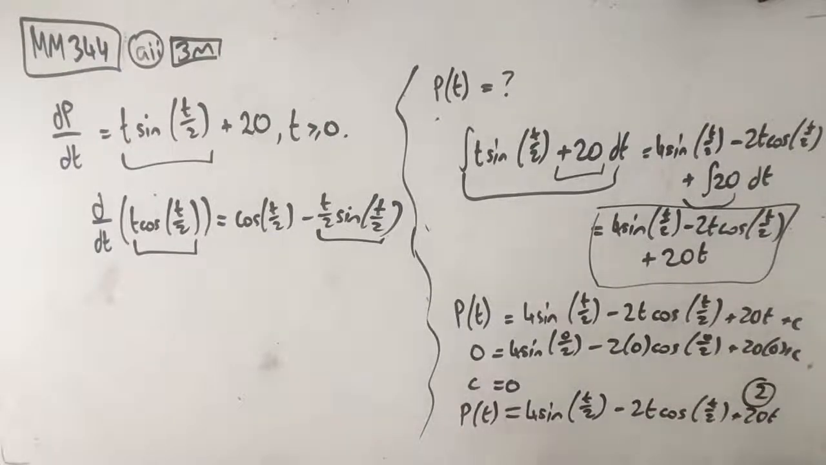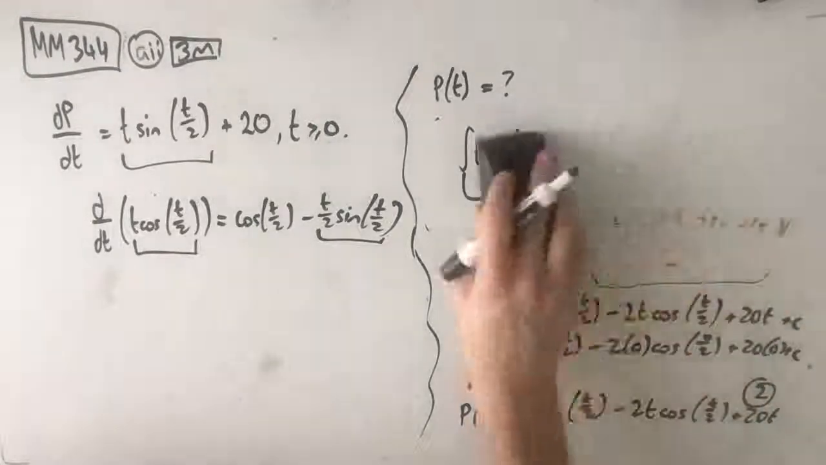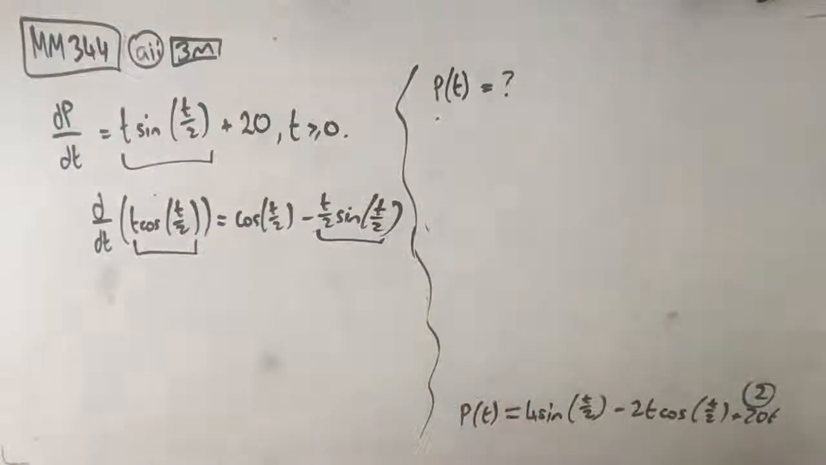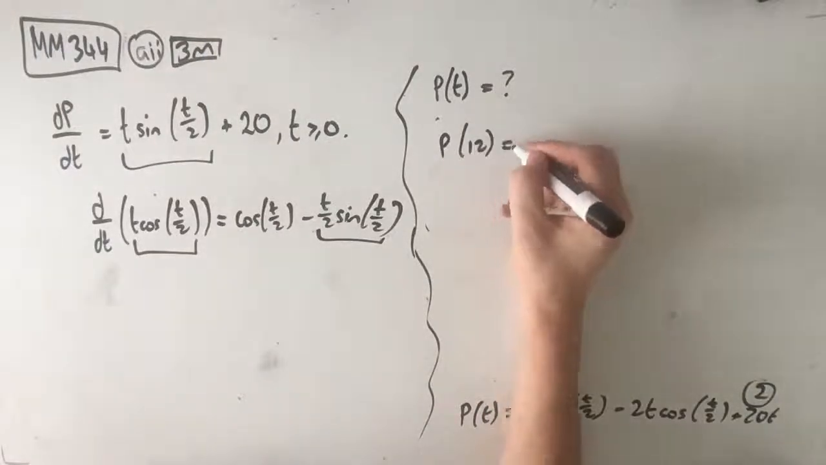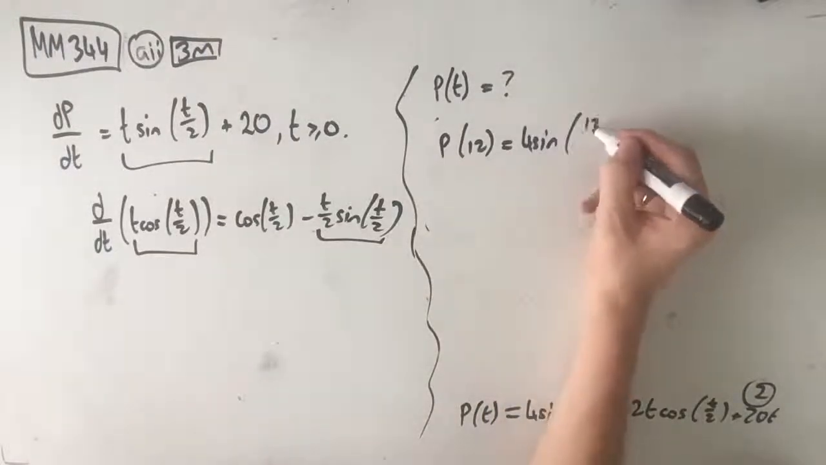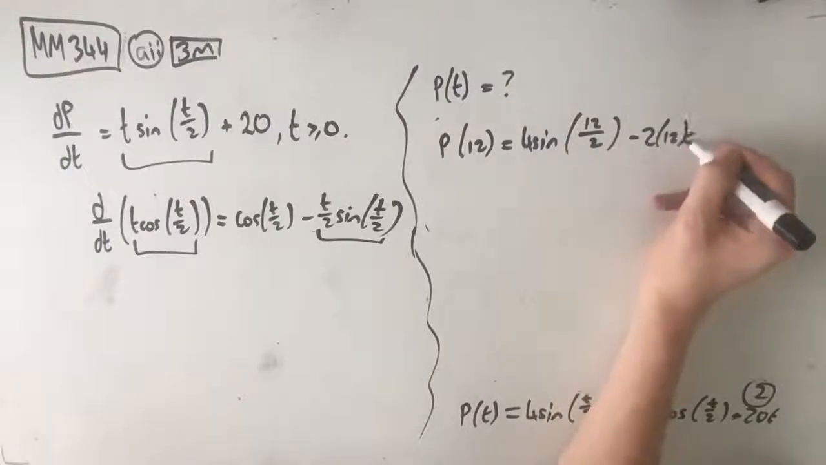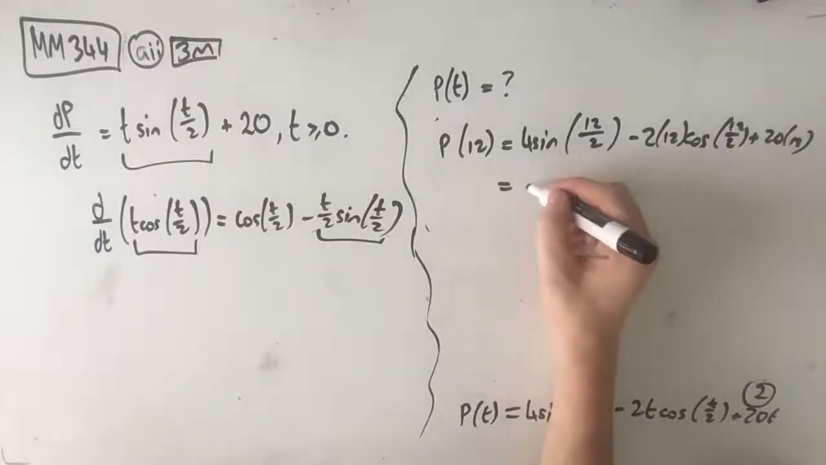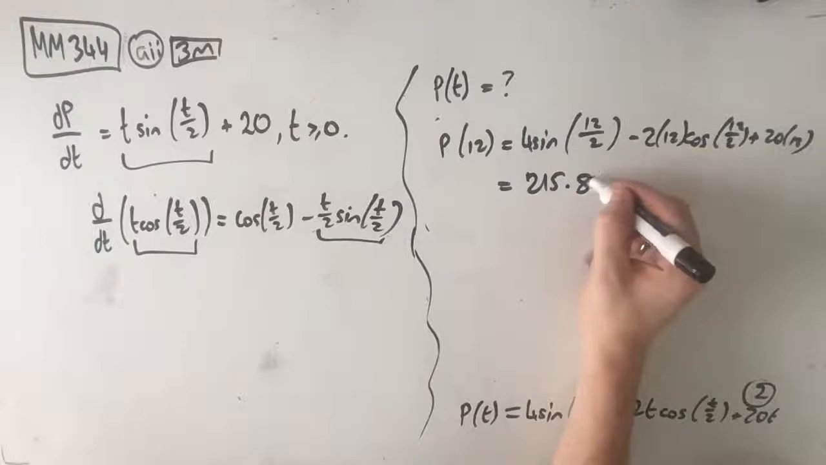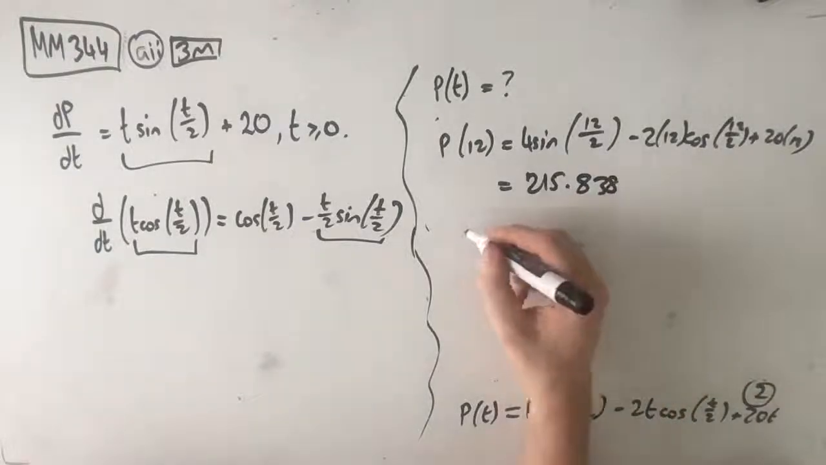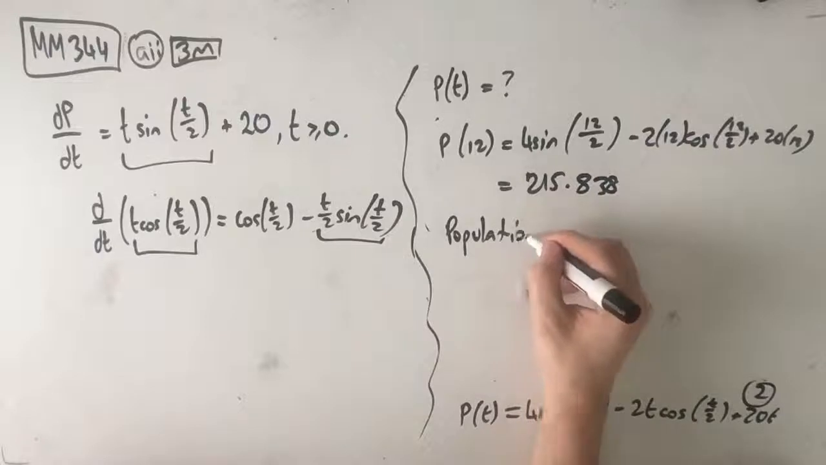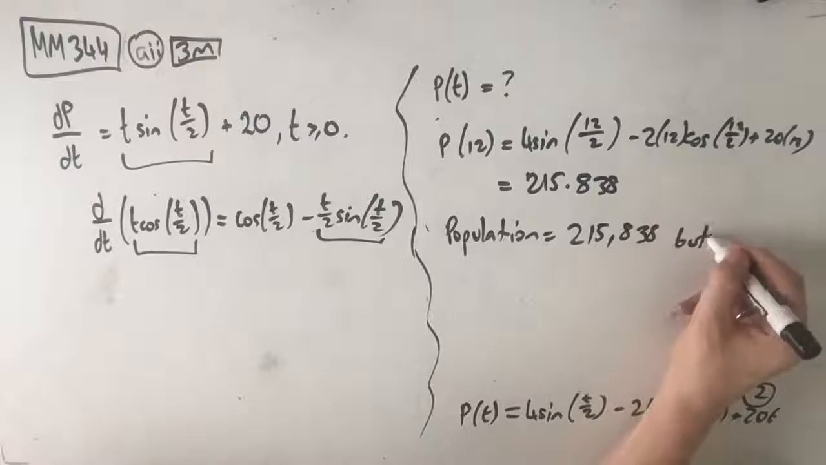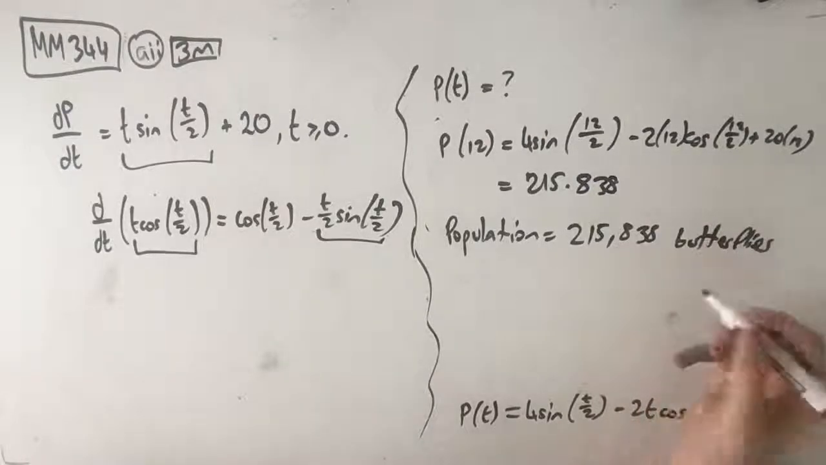This is our second mark here. So we've got our P of t. And now we want to find the population after 12 months. So we can simply sub in 12 for our t value. So P of 12 is equal to 4 sine of 12 over 2 minus 2 times 12 cos 12 on 2 plus 20 times 12. And this is equal to 215.838. And because this is in thousands, our population is actually this times 1,000, which is 215,838 butterflies. Now don't forget your butterflies on the end, because that's actually our unit in this case.